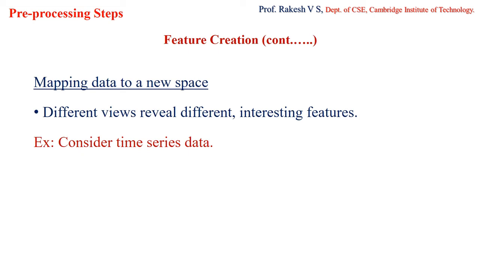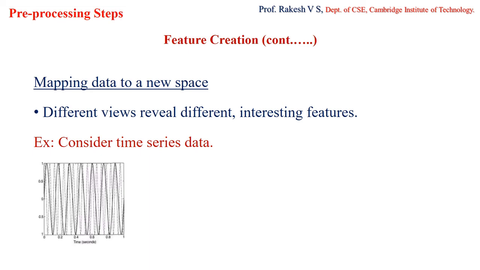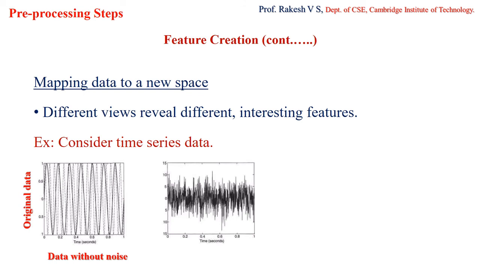For example, consider a time series data. If the time series data does not contain any noise, then the pattern can be easily detected, as in this case. Here, since the data is without any noise, it is the original data. And in this particular data, which has some noise present in it, we are not able to identify the original patterns properly, right? So when you compare these two images, this is the original data without any noise, and here I have noise present. It is very difficult to get the original pattern, right?